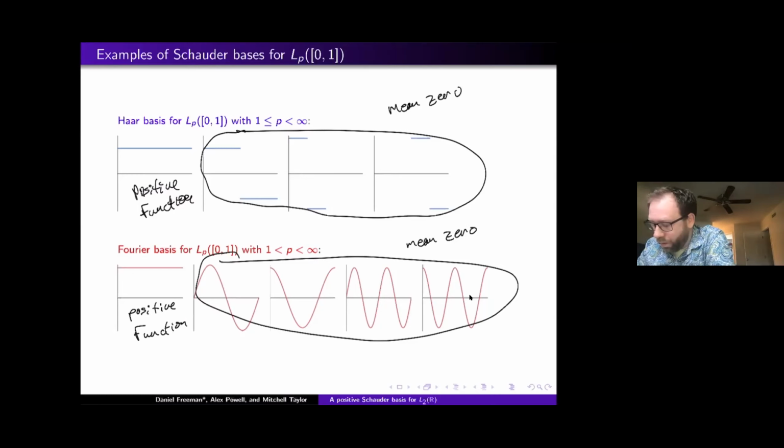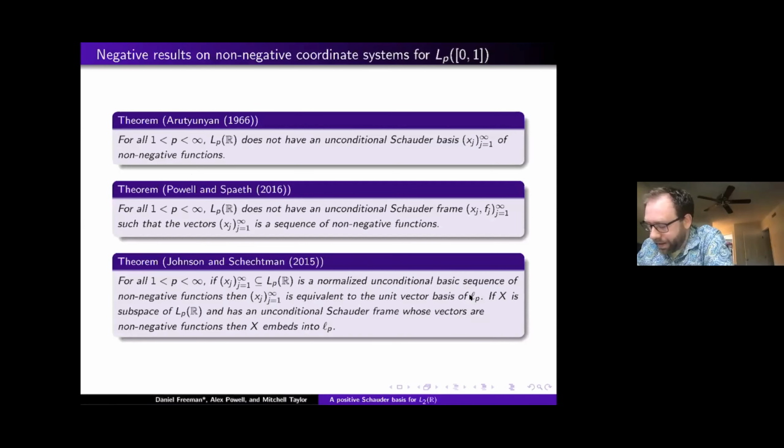And so what we want to do now is think about what kind of coordinate systems you can build where all of the vectors are positive functions. One thing to point out is that these bases that we're going to construct are going to look absolutely nothing like anything you've seen before. So let's start off with some negative results on non-negative coordinate systems. What kind of coordinate systems are impossible if you only use non-negative functions?